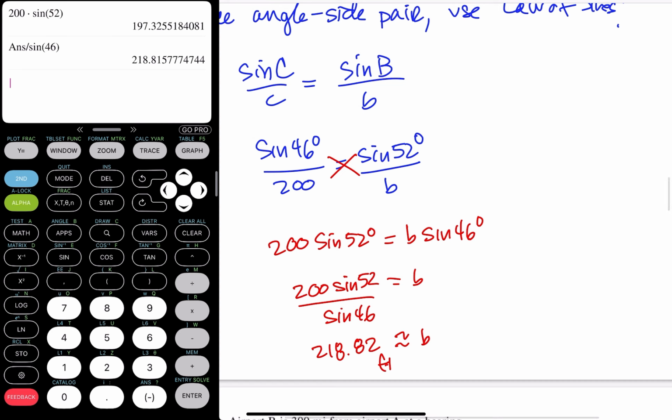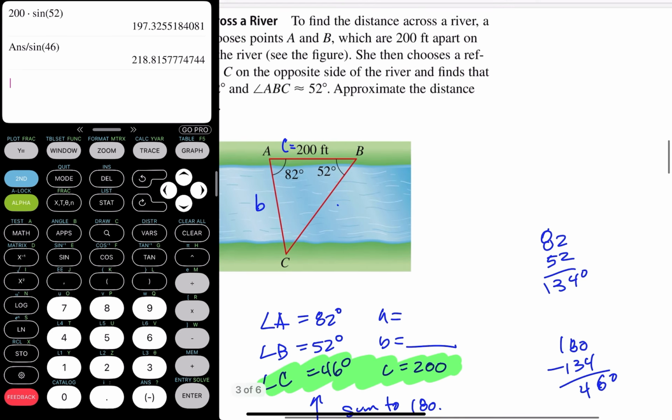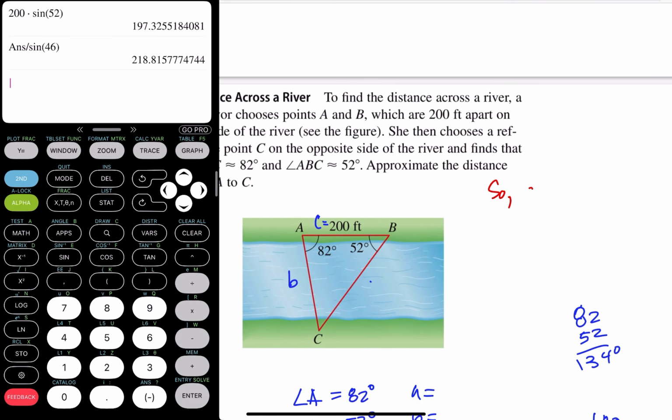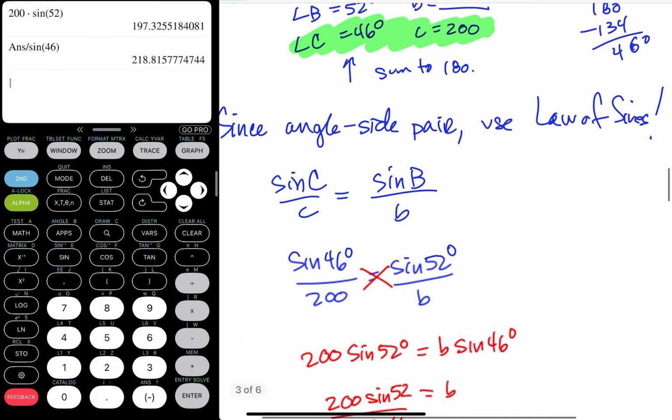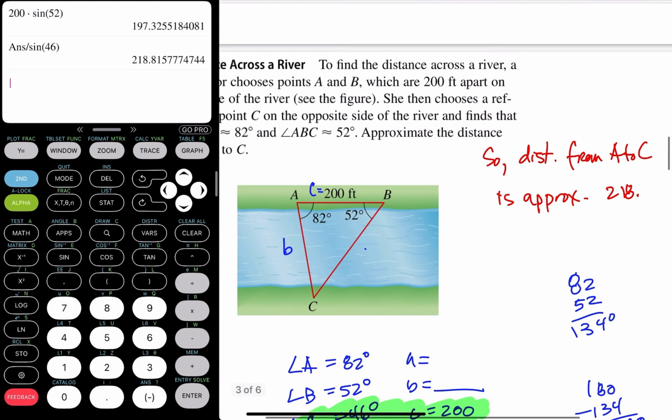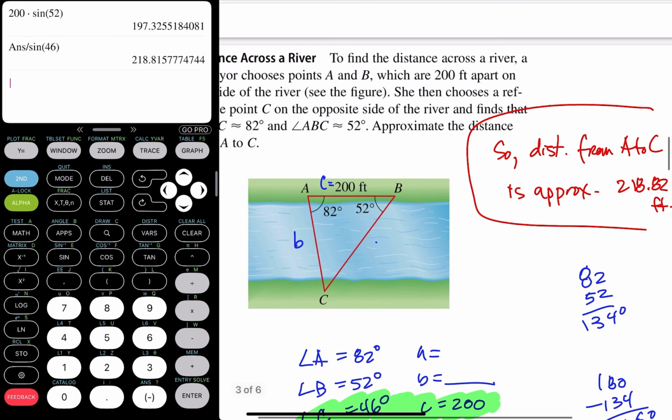Their question was the distance from A to C. So the distance from A to C is approximately 218.82 feet. Done. And there's your answer.